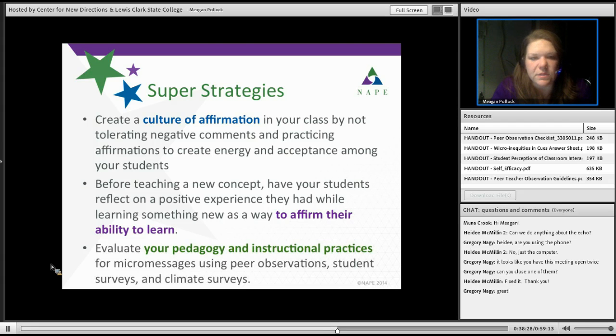The third thing here is to evaluate your pedagogy and your instructional practices and to see where micromessages are showing up. You can use peer observations, student surveys, or climate surveys. And this is really key. I'm very aware that sometimes it's challenging to think about the different pedagogical strategies that we use when we're teaching, because so often we're worried about getting the content out there. But if we can rethink how we're teaching our students to ensure that we're creating an equitable learning environment, using strategies that allow every person the opportunity to really succeed and to reach their potential, we're going to transform the culture of the classroom as well.